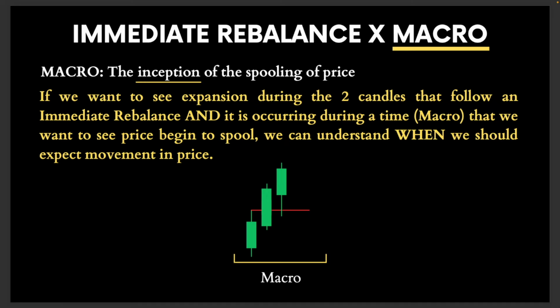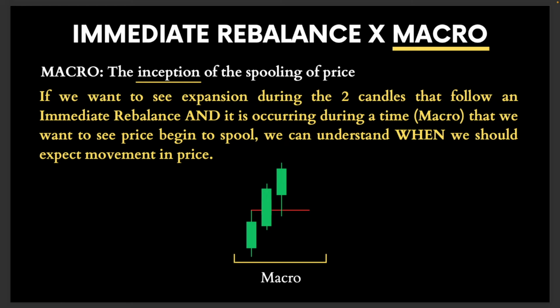So if we want to see that expansion during the 2 candles that follow the immediate rebalance, and it is occurring during a time, the macro, that we would want to see price begin to spool, we can understand not only what we want to see in price, but when we should expect movement in price. So this helps us out with our entries, with understanding when not to enter, if it's before a macro, right? If it's before the time that we want to start seeing that spooling of price.